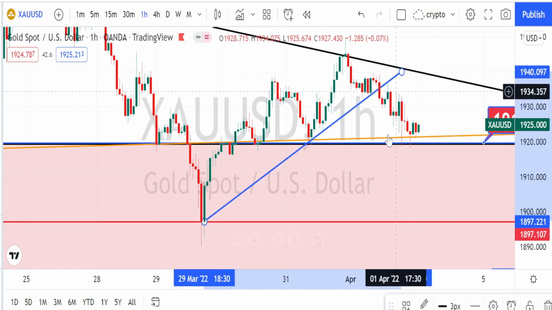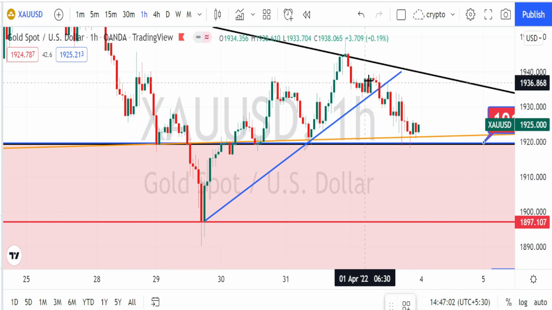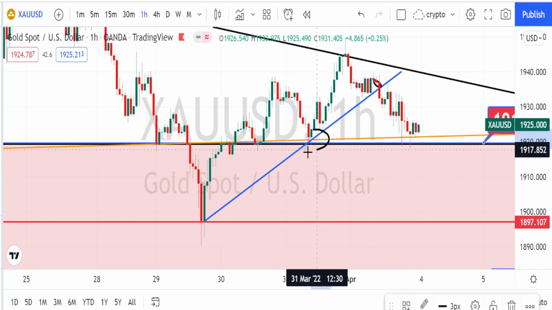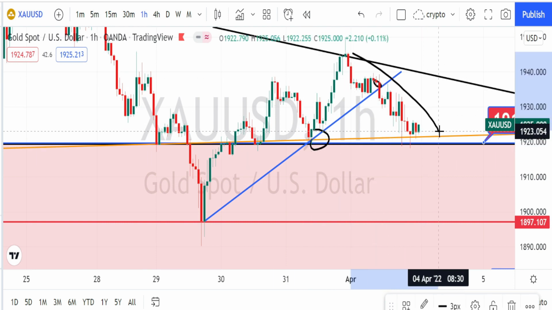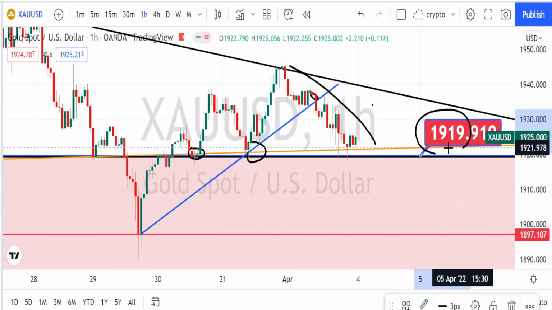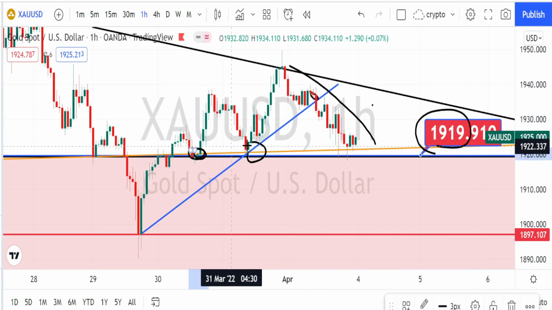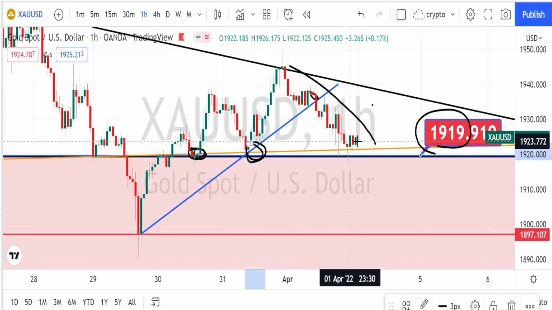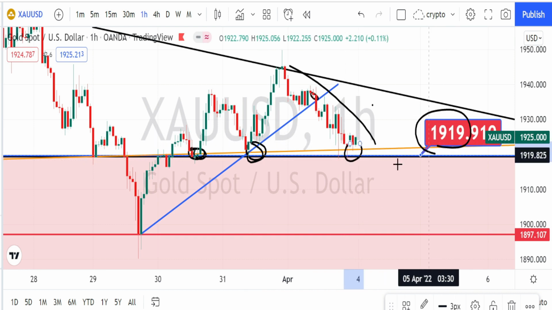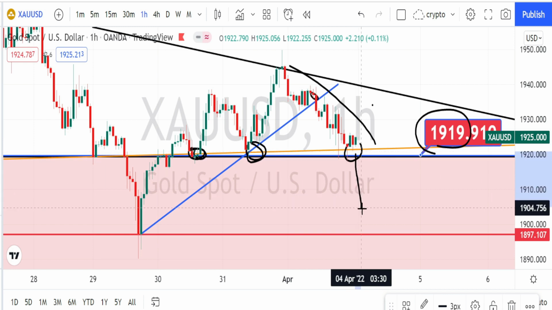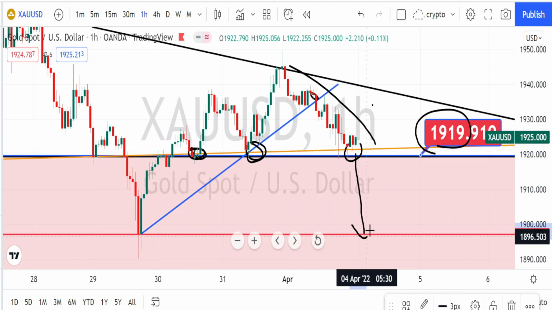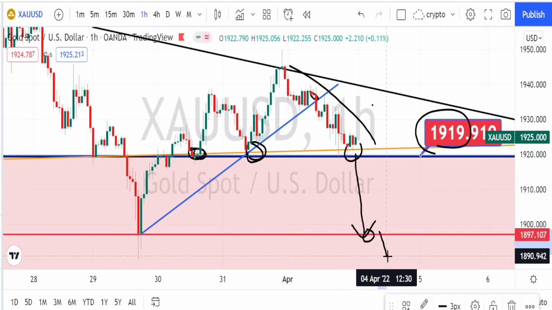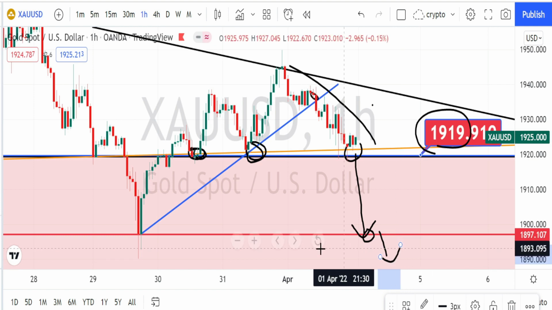So when we notice the price action, it has clearly broken this trend line or the support line, and the downtrend has started. But again, this level of 1919 is acting as a very strong support from the past price action. So first the price action has to break this support level of 1919 in order to continue its bearish trend reversal. Next level of support is going to be around 1896.